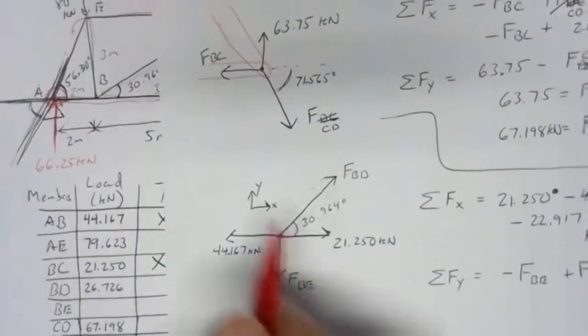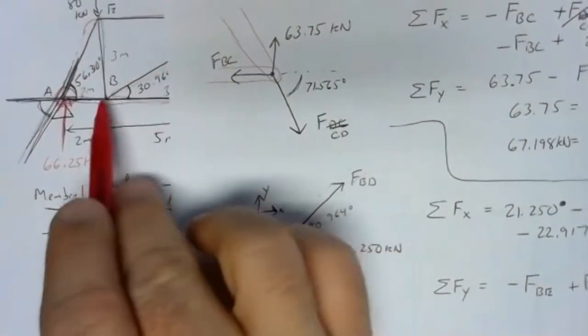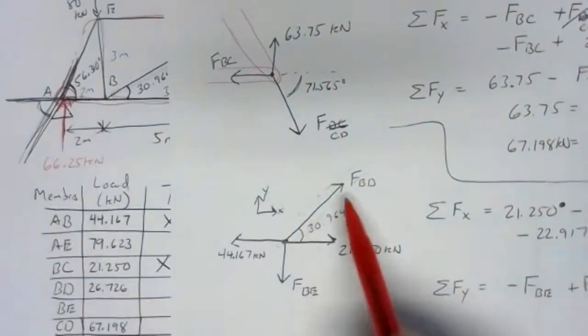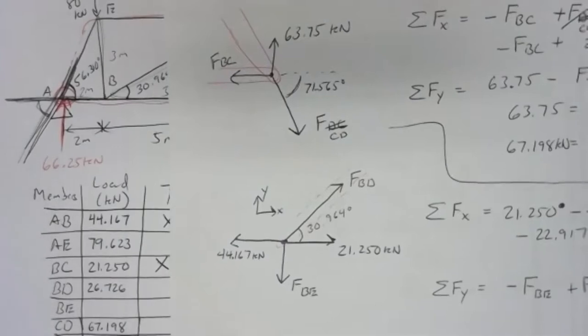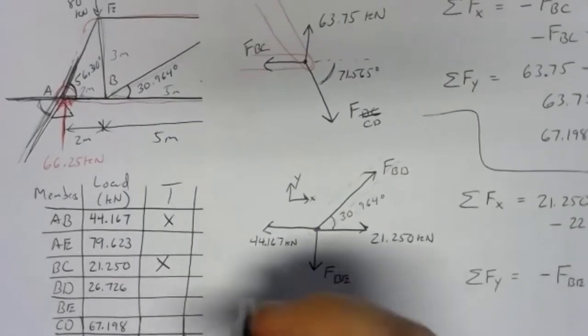To interpret tension or compression from that, well, member BD is up there like that. Member BD is up and to the right compared to joint B. So according to our drawing for tension or compression, that's tension. Tension pulls the joints inward. So we can check the tension box on that one.